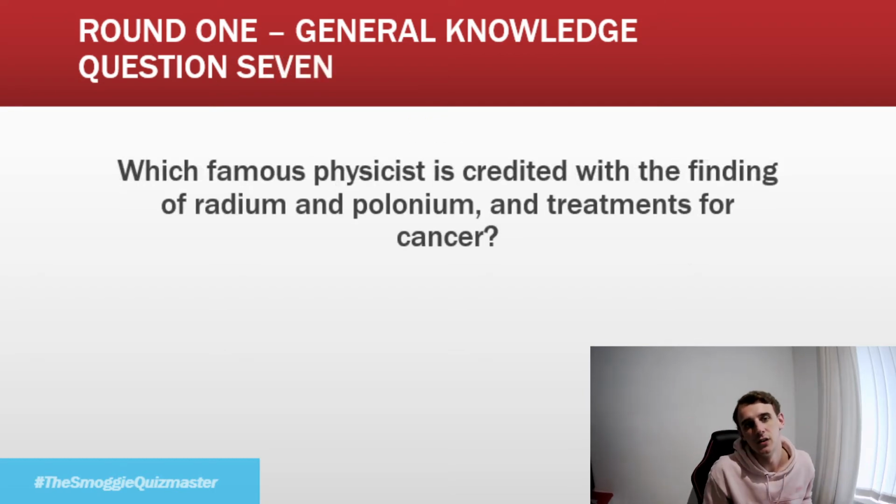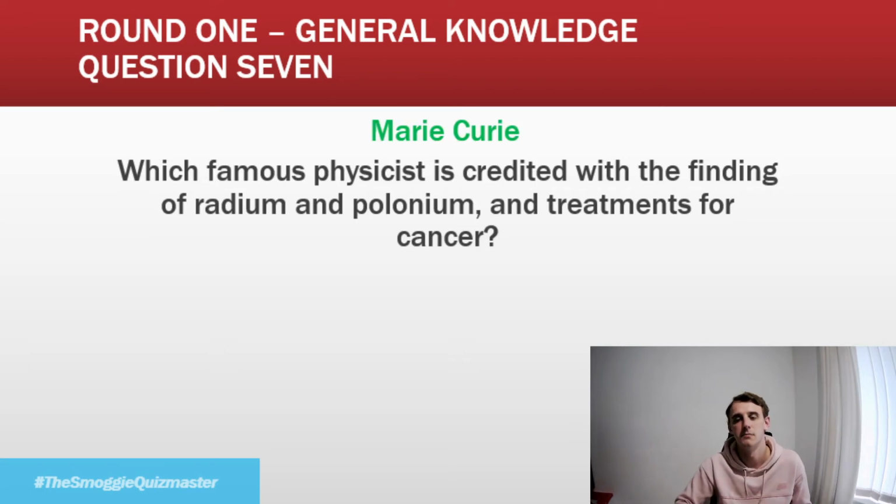Question 7. Which famous physicist is credited with the finding of radium and polonium and treatments for cancer? It is Marie Curie.